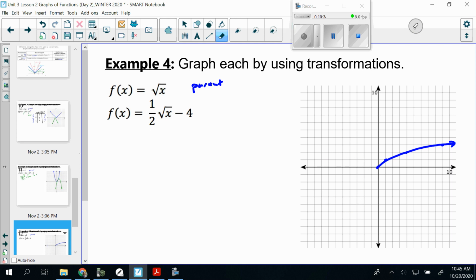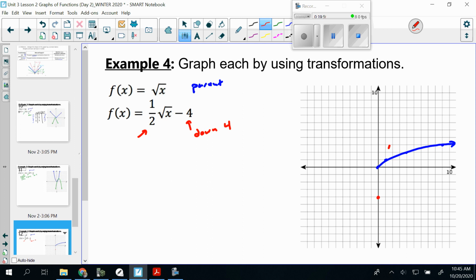All right, let's see our new one. This is moving it down 4. And then we got half here, so that's going to divide each of our y values by 2 there. It's going to be half as much. So first off, let's move it down 4. So now it's here.